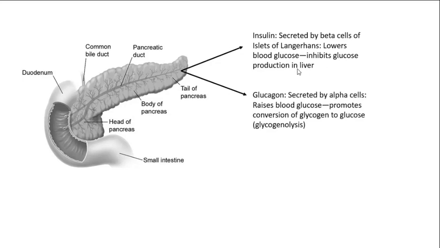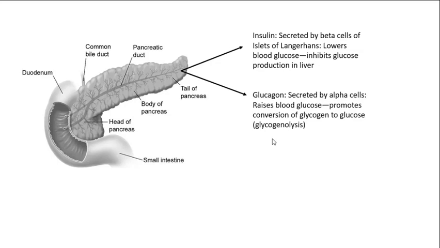it inhibits glucose production in the liver and also has another effect which we're going to look at in a minute. Glucagon is secreted by the alpha cells, and it does the opposite of insulin. It raises blood glucose by promoting the conversion of glycogen to glucose, or glycogenolysis.